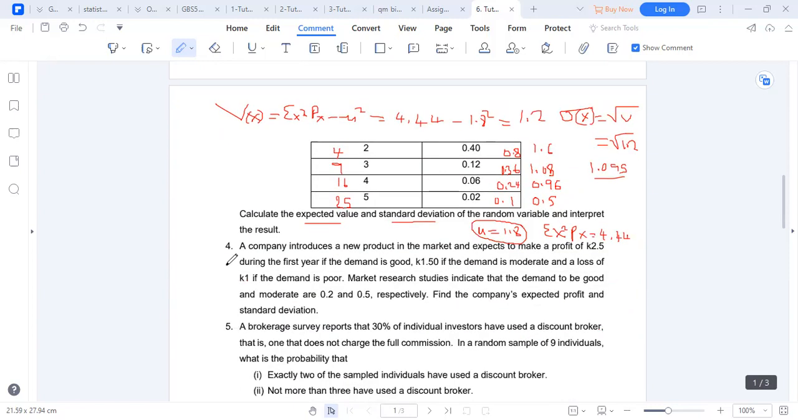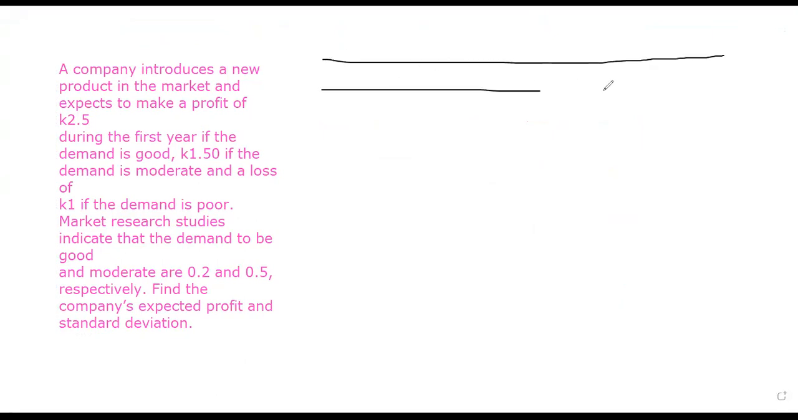All right, so we have another question here. We're told in this question, we have the following data. A company introduces a new product. So we're going to bring in the states of nature that we have. State of nature is simply a condition or scenario at that point.